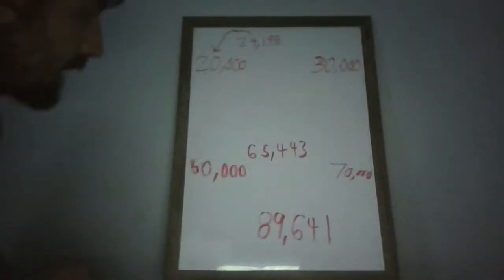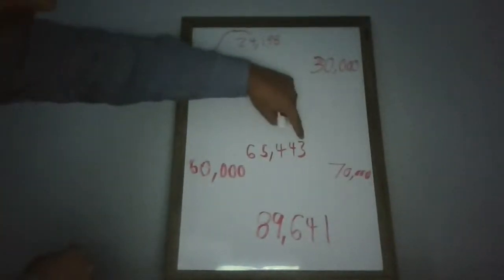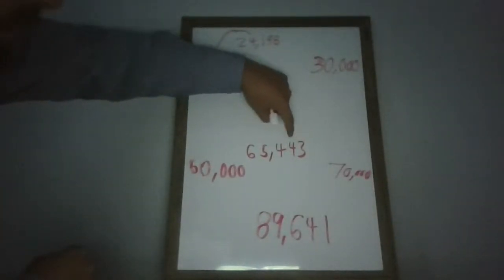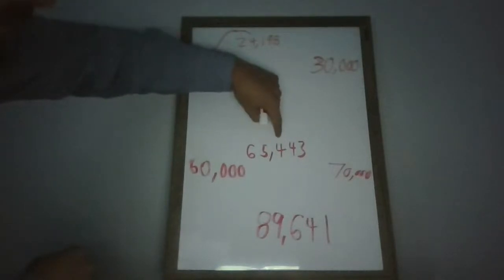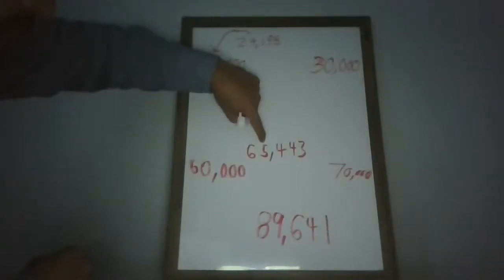So now, again, since we're rounding to the nearest 10,000, we are going to look at the digit that's in the thousands place. So we're going to ignore the 3 in the ones place, the 4 in the tens place, the 4 in the hundreds place. We're looking at the number in the thousands place to determine whether we round down to 60,000 or up to 70,000.